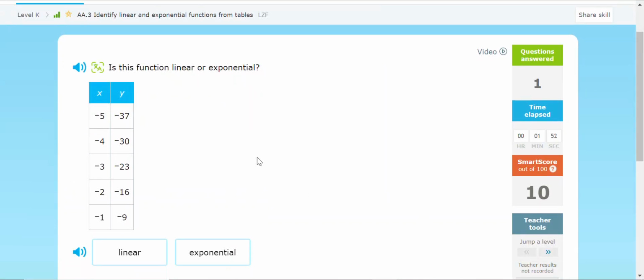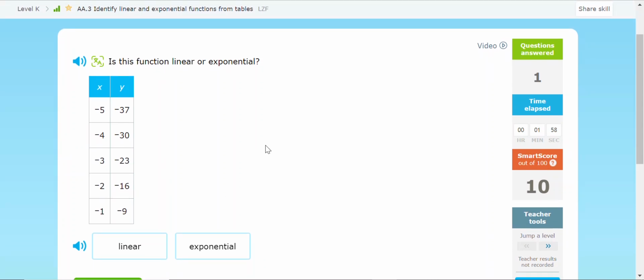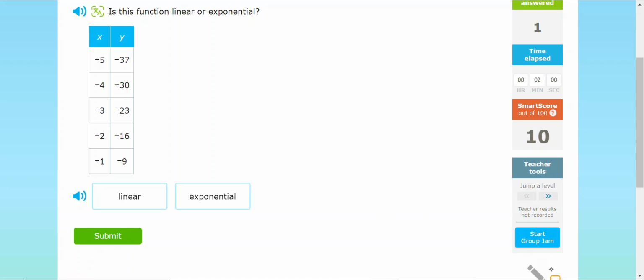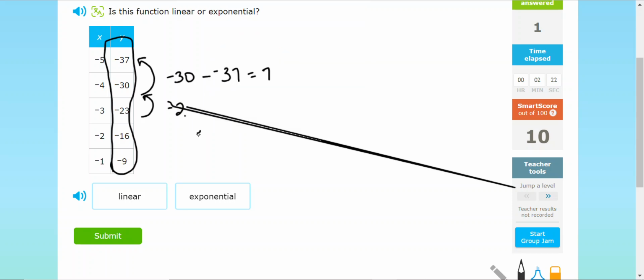This one, is it linear or exponential? There is still a large difference between the numbers, but it doesn't seem like it's making big jumps like it does in exponential. So I'm going to try common difference first. In common difference, same concept, except you can take the negative 30 and subtract the negative 37. That's going to give you a positive 7. Negative 23 minus negative 30 is also a positive 7.